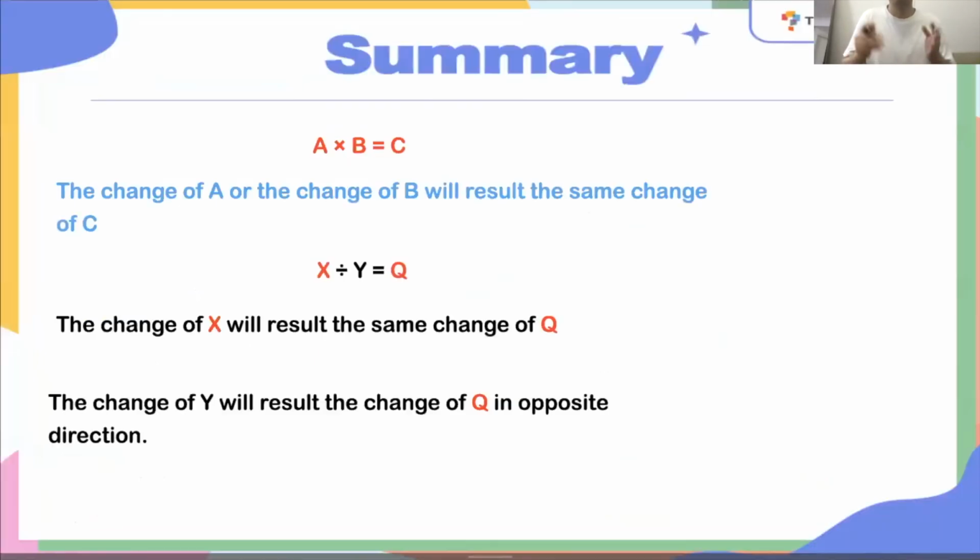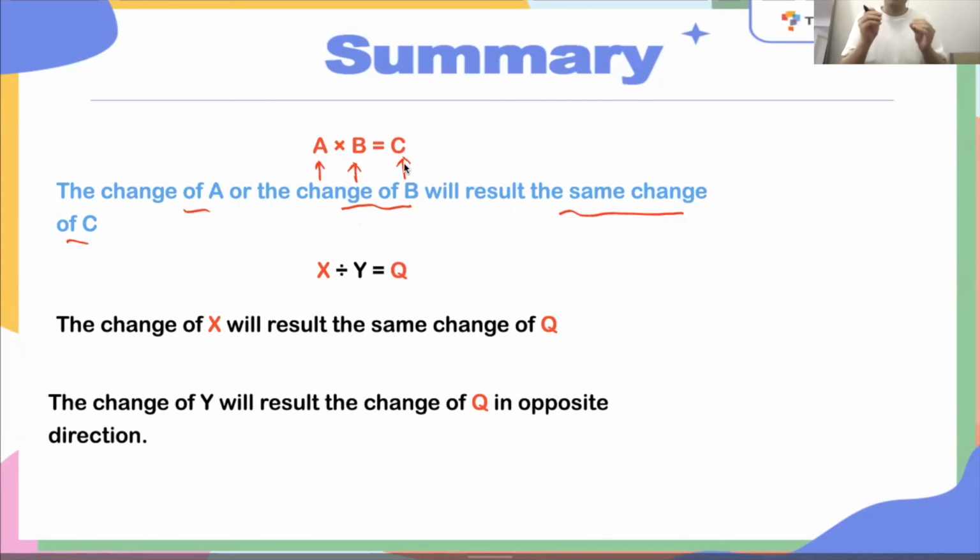Okay, and we will have a summary. In today's lesson, we learn some change on product. We learn some change on quotient. And on product, that should be quite easy. The change of A or the change of B. So it means if we do some change on multiplier, it will result the same change of C. Right? You will agree with me, right? Okay. That means A change, B change, C change.